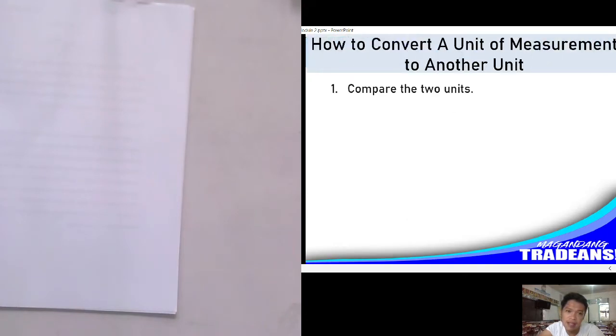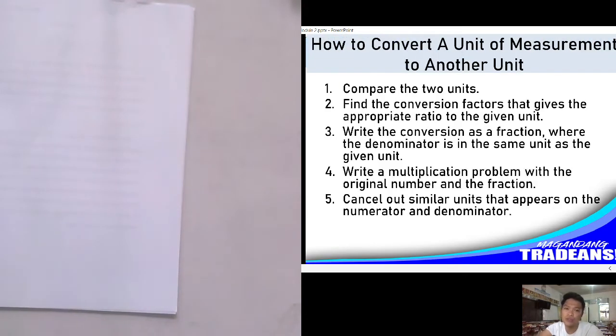Okay, let's have an example. How are we going to convert a unit of measurement from one unit to another? First, we are going to compare the units. How are we going to compare the units? For example, feet to inches. So let's compare this feet to inches. Look on the internet for how many inches are in 1 foot. When the answer 12 comes out, that is your comparison.